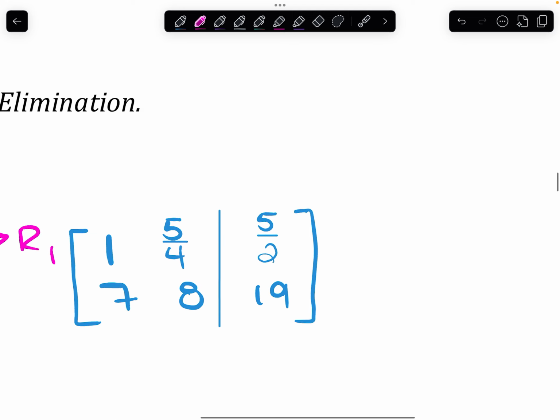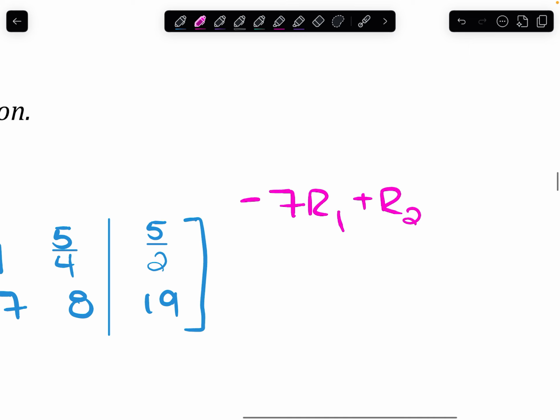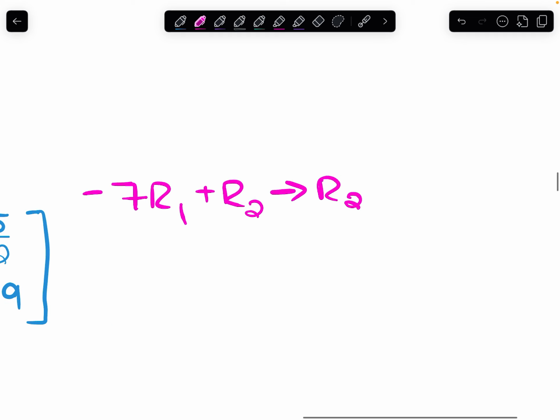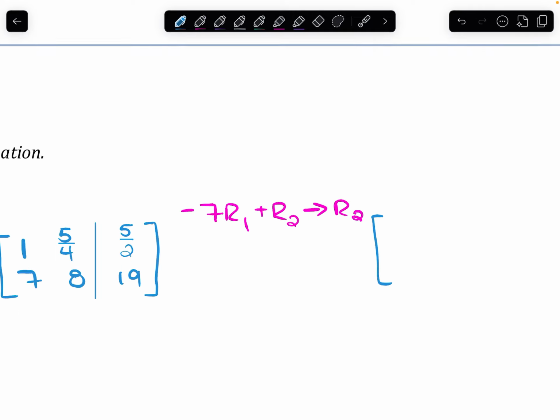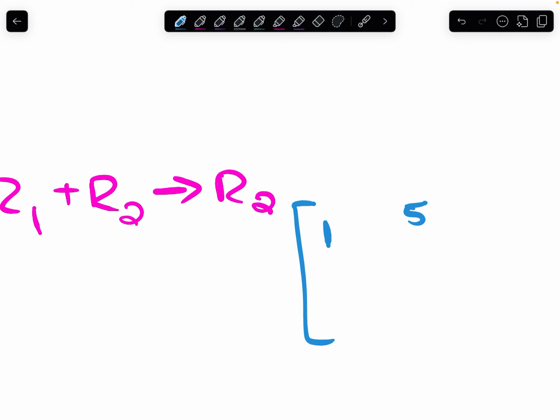The second row operation is to multiply row 1 by the opposite of what is right below it. A 7 is right below it, so we're going to multiply row 1 by -7 and add it to row 2, replacing row 2. This step is to get us our 0. For my new matrix, we're not messing with row 1, so I'm going to copy 1, 5/4, 5/2.